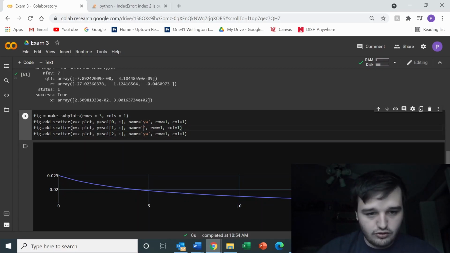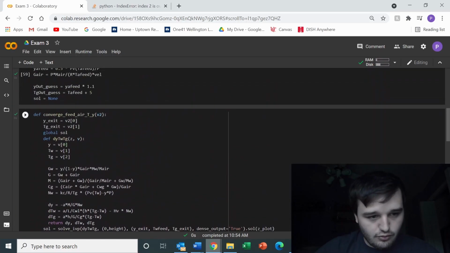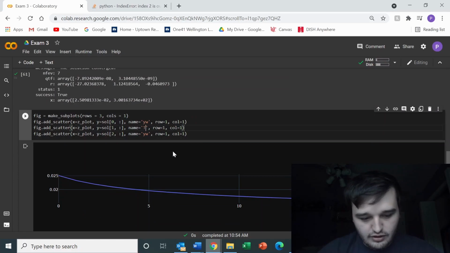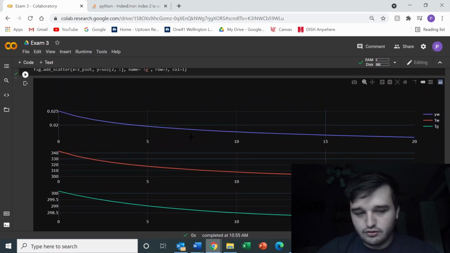And then we'll change this one to, I believe, the temperature of the water. Yeah, temperature of the water second, temperature of the gas last. So rename those, change this to the second row, change this to the third row. I think that should be it. Should enter, get our graphs. Okay, so these are our graphs. They look kind of smushed now.